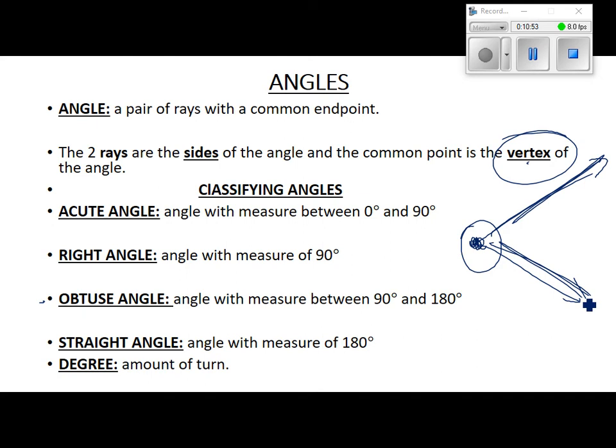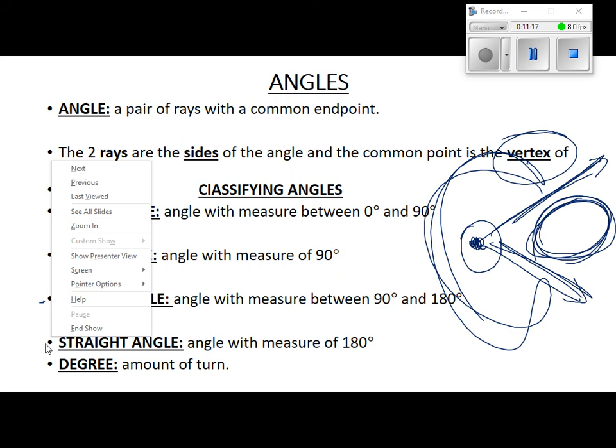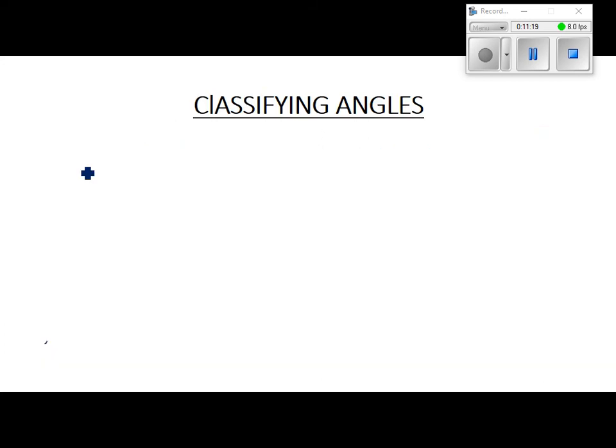Some of the stuff that's going to be on this next slide. What's this part called, for the angle? Interior. What's this part out here called? Exterior. So you have the interior of an angle, you have the exterior of an angle. Something's on the inside of the angle or something's on the outside of the angle. Sometimes we deal with that.